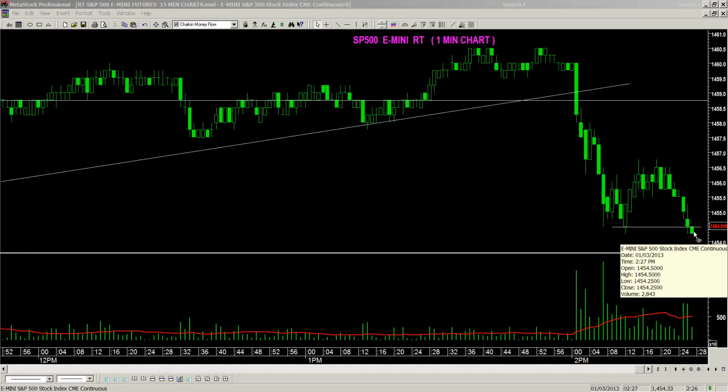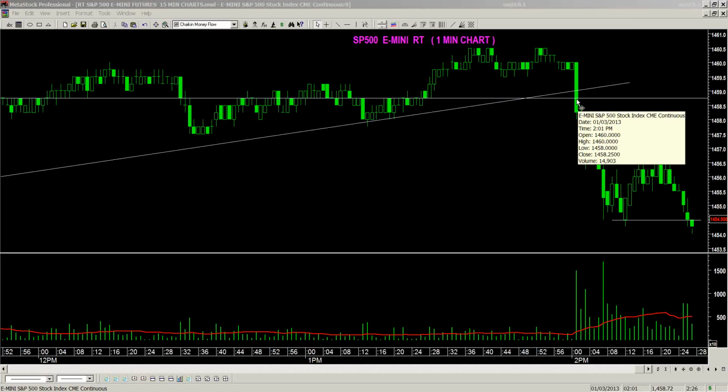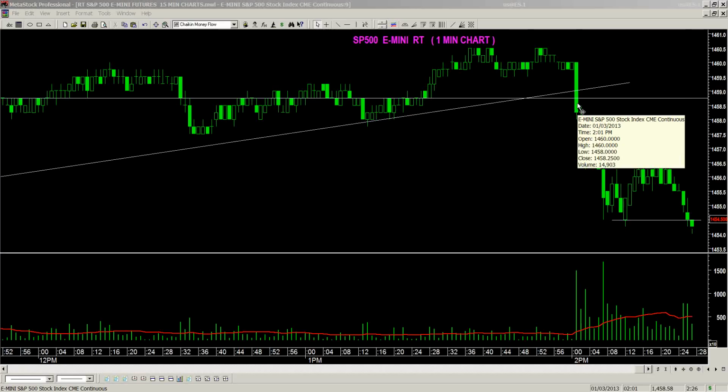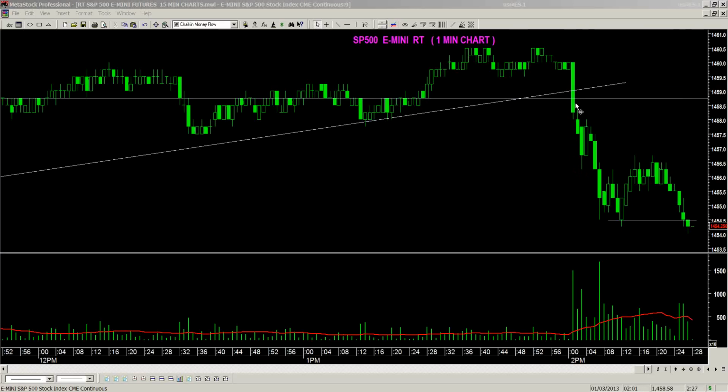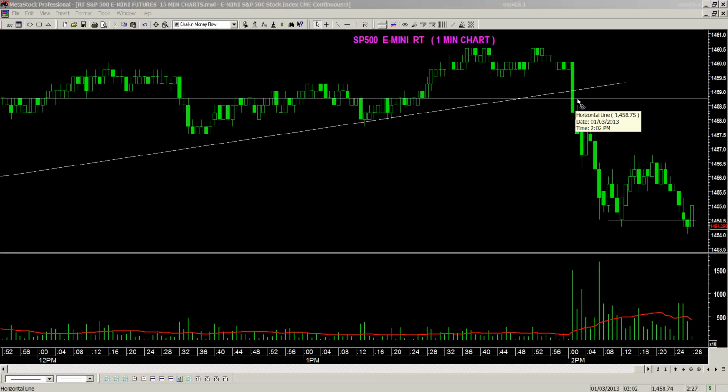Right here, current mark to the market price is 1454.25, looking for the second leg down on a trade already in play, entered up here at this level on the initial sell-off that came with the volume behind it right here in the 2:01 p.m. Eastern Standard Time bar. The level for that price was 1458.75, filled at 1458.50.